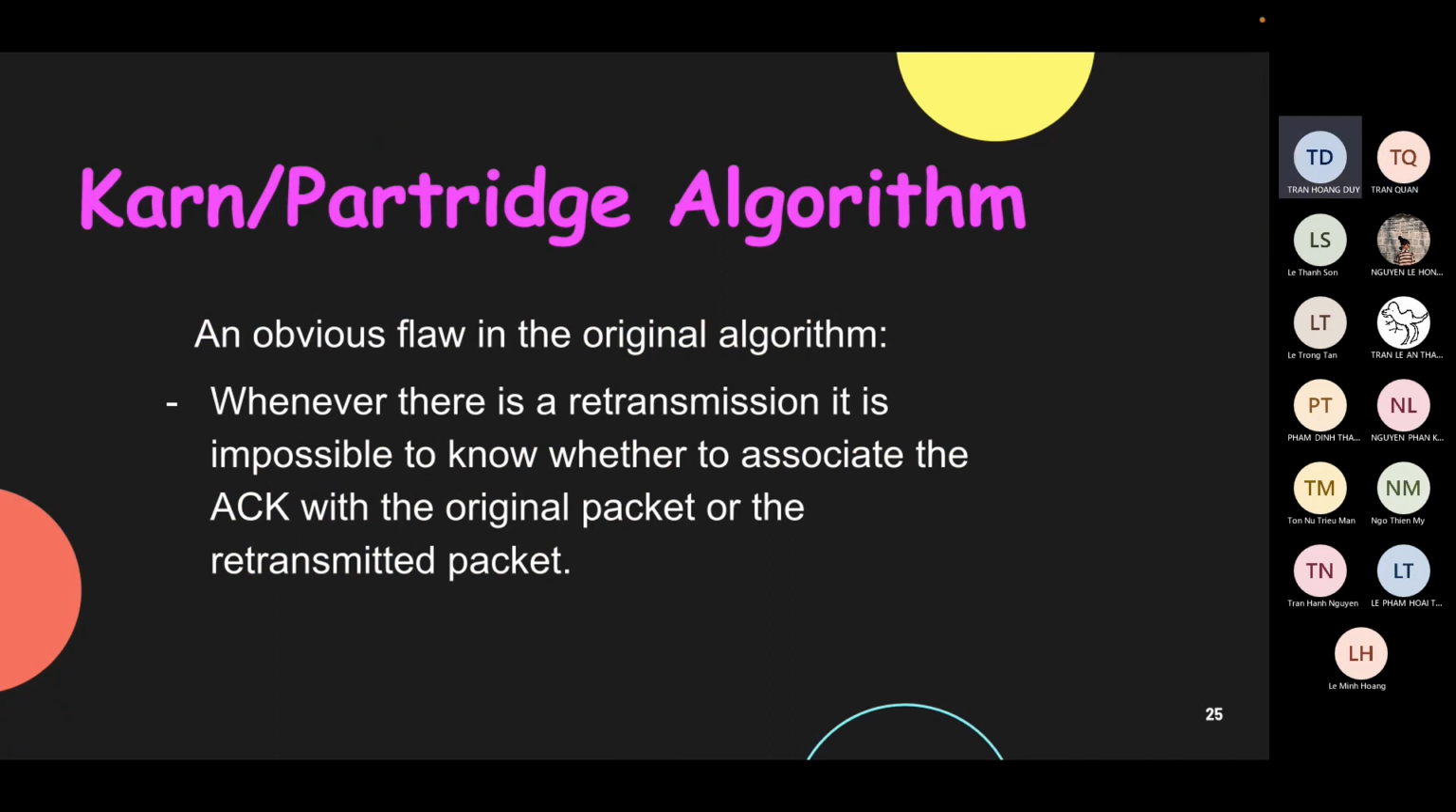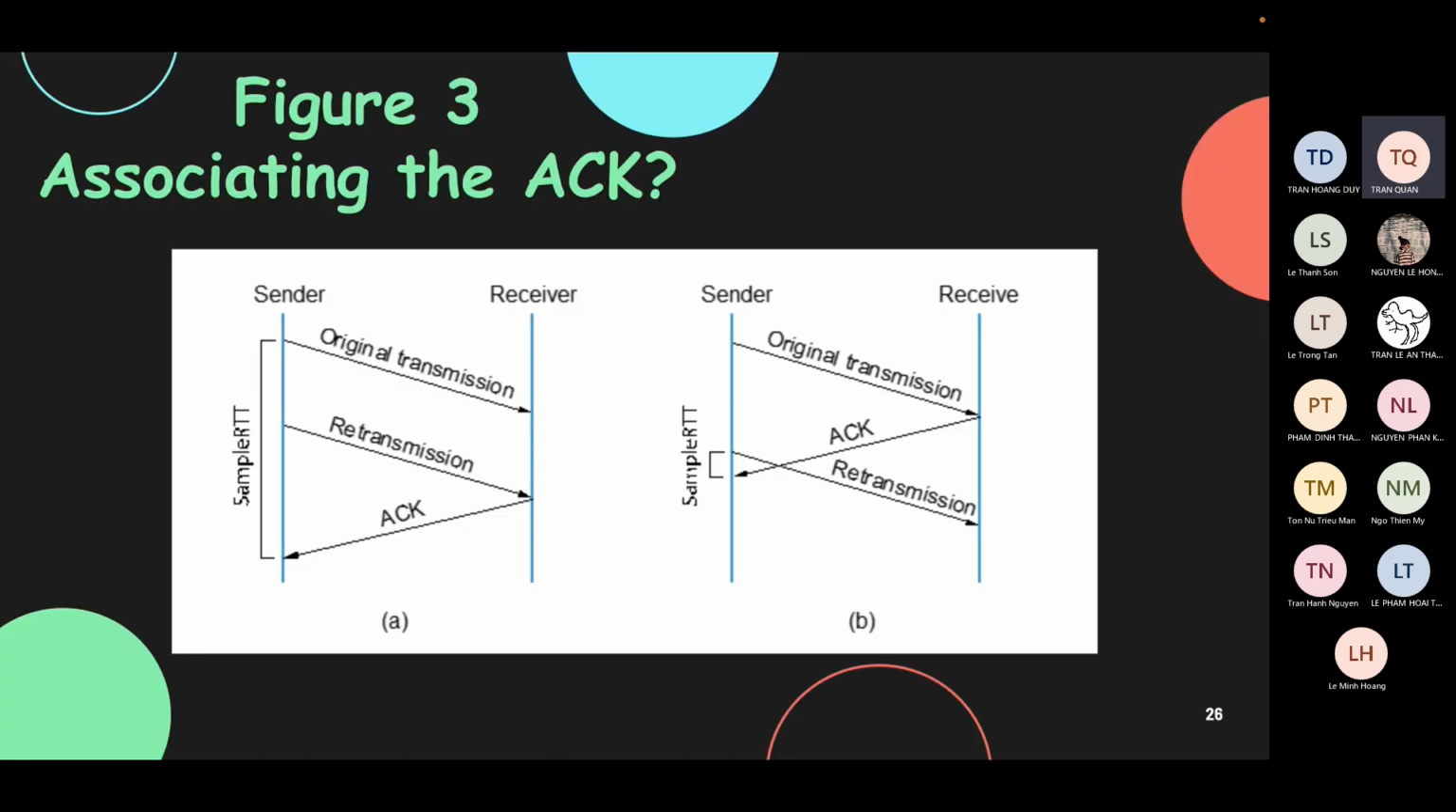So next is the Karn-Partridge algorithm, addressing an obvious flaw in the original algorithm. Whenever there is a retransmission, it is impossible to know whether to associate the ACK with the original packet or the retransmitted packet. So here is the figure about associating the ACK.